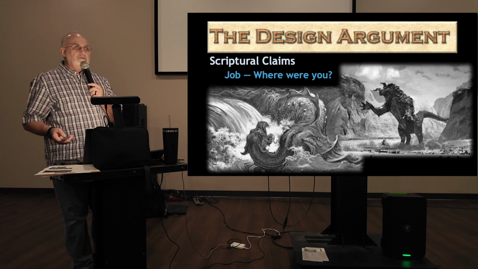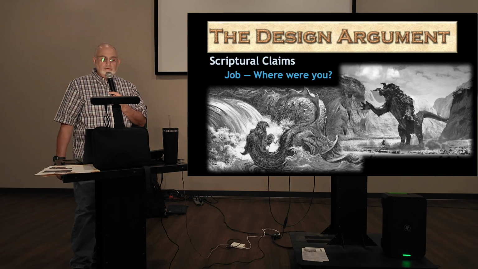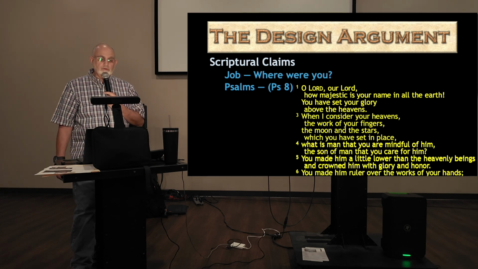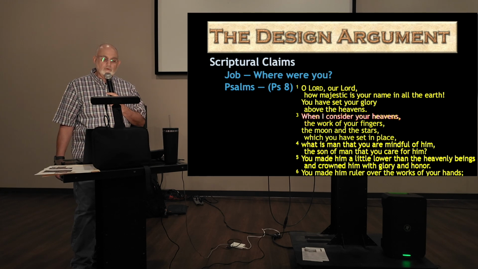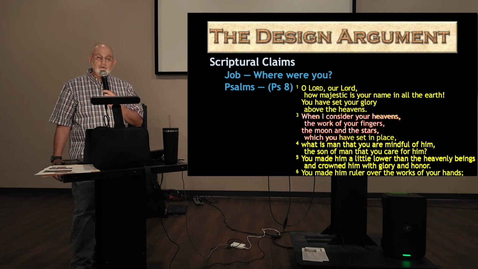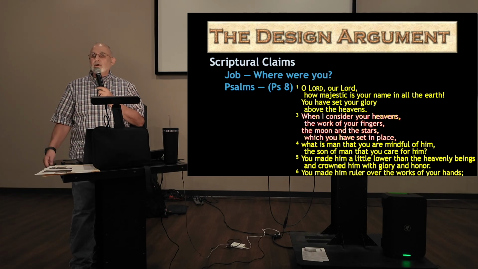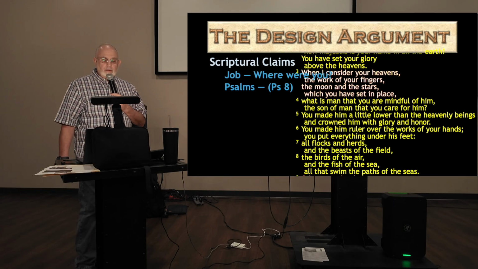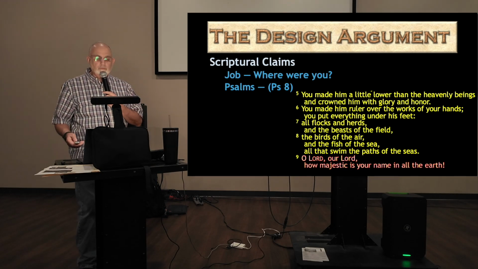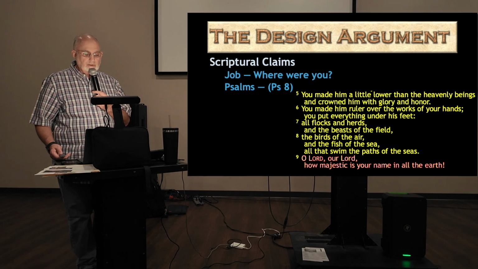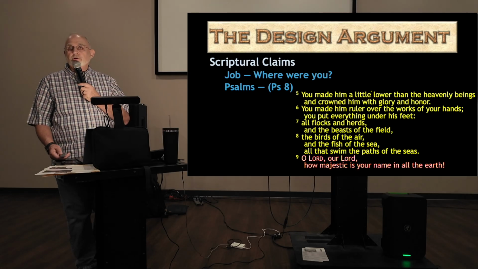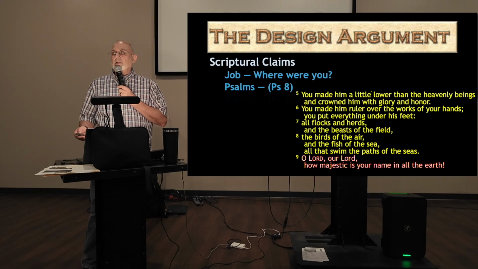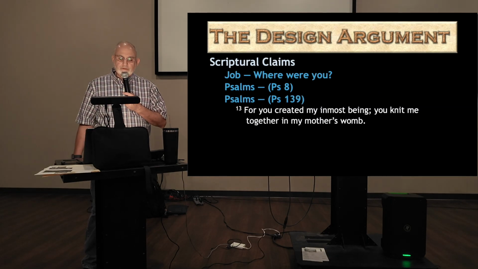And then there are many places in Psalms. One of those is Psalm 8, where it says, "O Lord, how majestic is your name in all the earth. You have set your glory above the heavens. When I consider the heavens, the work of your fingers, the moon and the stars, which you have set in place," again, making a claim that God did those things. "What is man that you're mindful of him?" And so, again, farther down in the psalm, it talks about different animals that God's created, and, "O Lord, how majestic is your name in the earth." So, again, many, many places in the Psalms where God's creatures are highlighted as evidence that God himself exists.